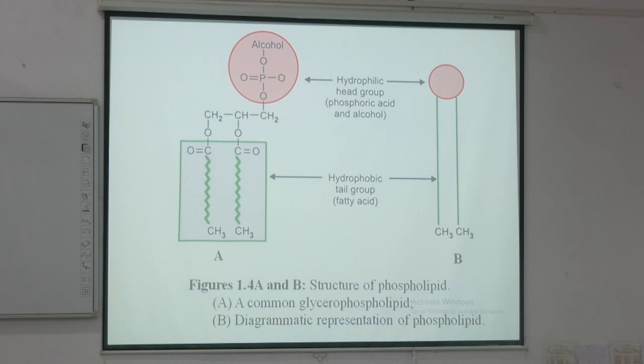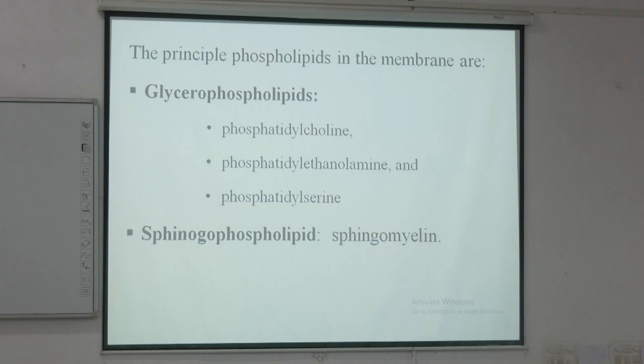So it may be changed. The alcohol group is changed to sphingosine, and that is called sphingolipid. When we discuss lipids, you already know about all these things. The principal phospholipids in the membranes are glycerophospholipids and sphingophospholipids. What is the meaning of that? The alcohol group present in the phospholipid is glycerol, and in sphingomyelin the alcohol group is sphingosine.